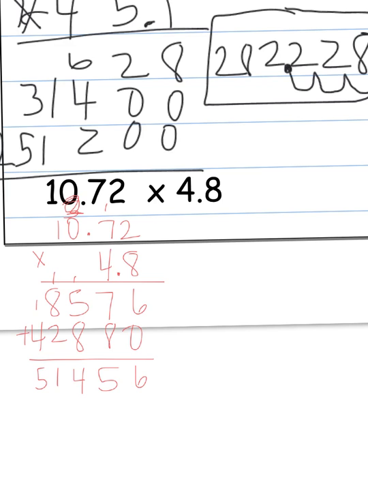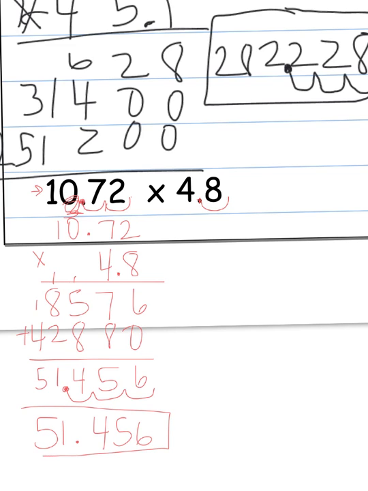Again, count over how many decimal points we are from the right on our factors here. 1, 2, and we are 1 on here, so 2 plus 1 is 3, so we move our answer over 3 spots. 1, 2, 3, for a final answer of 51 and 456 thousandths. Again, we can check, does this answer make sense? Well, 10 and 72 hundredths, we're going to say about 10, and 4 and 8/10 is close to 5, so 10 times 5 is 50, so that answer does make sense.